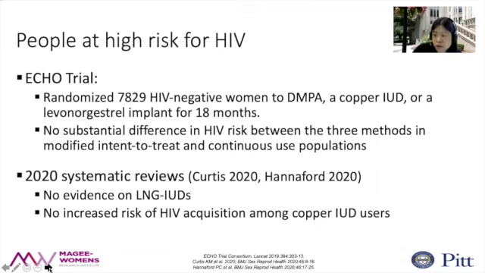In conclusion, the investigators did not find a substantial difference in HIV risk between the 3 methods when analyzed both as modified intent to treat, as well as in an analysis restricted to continuous use of the randomized method without any method switching. All methods were safe and effective with low pregnancy rates. And there were 2 systematic reviews conducted after the ECHO trial results were released that evaluated HIV acquisition with hormonal contraception and with copper IUDs. They found that there is no existing evidence on levonorgestrel IUDs, but existing evidence for copper IUDs do not show an increased risk of HIV acquisition.